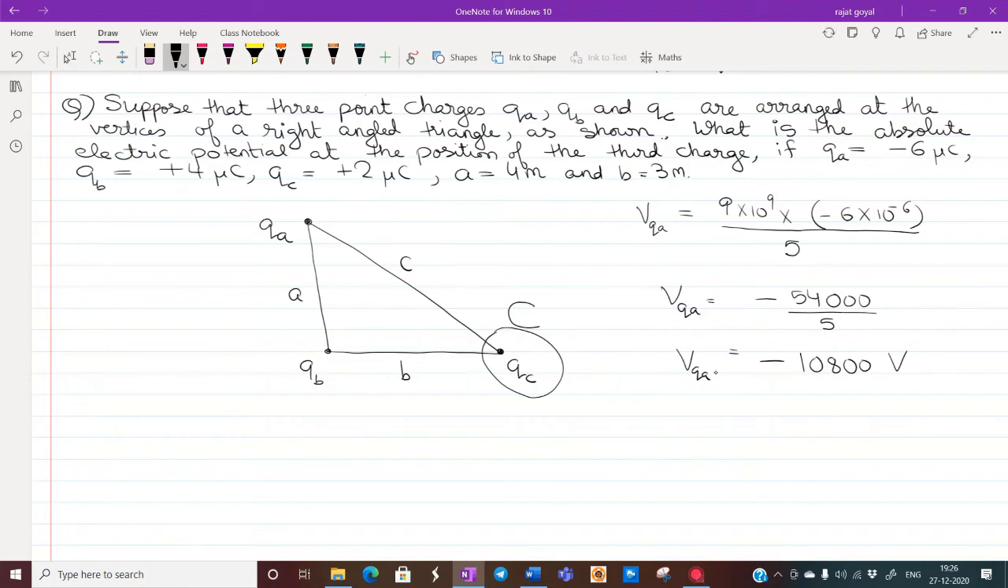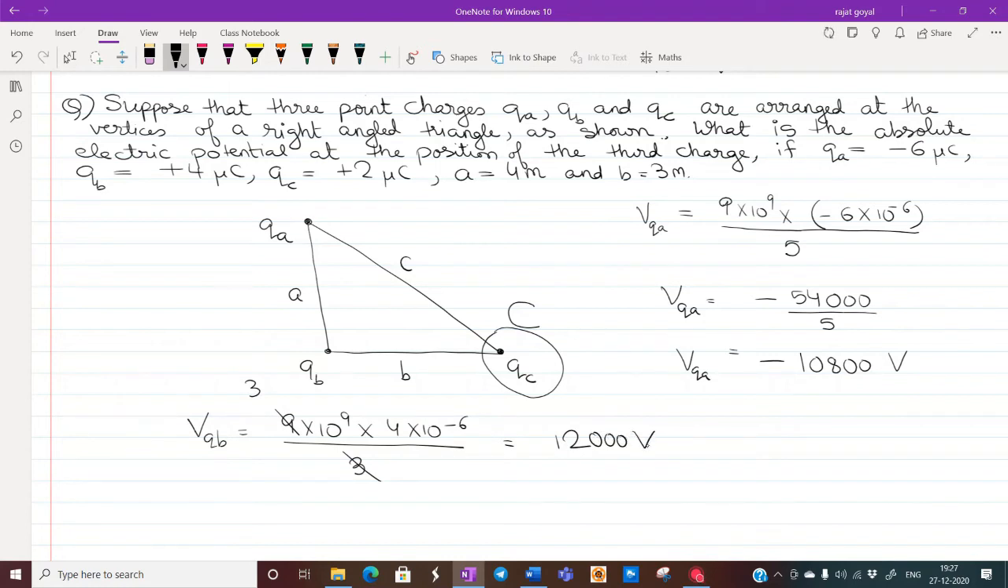Then the potential due to QB. The value of QB is 4 microcoulomb. So it will be 4 into 10 to the power minus 6 divided by the distance of QB from this point C, which is 3 meters. So if we solve this, 3 4s are 12, and it will be 12,000 volts.